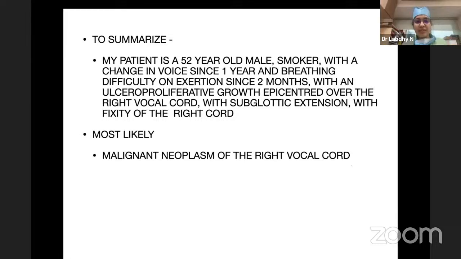So to summarize, my patient is a 52-year-old male smoker with a history of change in voice since 1 year and breathing difficulty on exertion since 2 months, with an ulceroproliferative growth epicentered over the right vocal cord with subglottic extension and fixity of the right cord, most likely a malignant neoplasm of the right vocal cord.